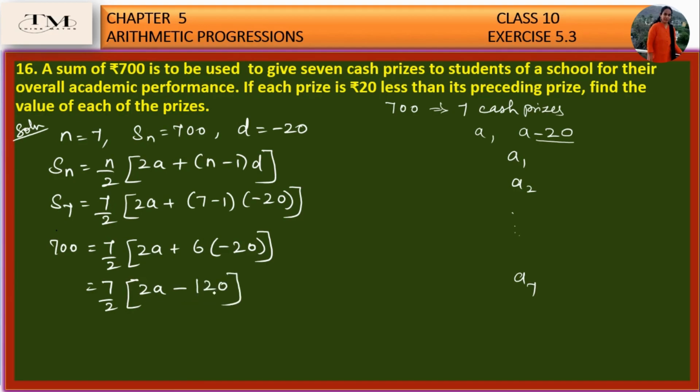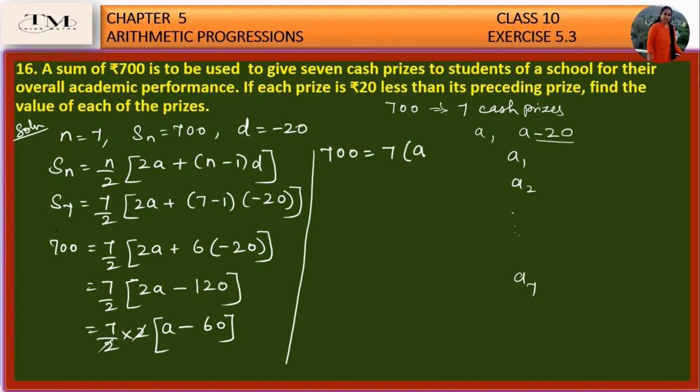Both are multiples of 2, so we can take the 2 outside. If I take the 2 outside, the remaining will be a minus 60. So both these 2 cancelled. So it will be 700 equal to 7 into (a minus 60). This 7 is in product, so I am taking it to the other side, where it will be in division. So 700 divided by 7 equal to a minus 60. 700 divided by 7 is 100. This minus 60 will become plus 60, which is equal to a. So you got a is equal to 160.